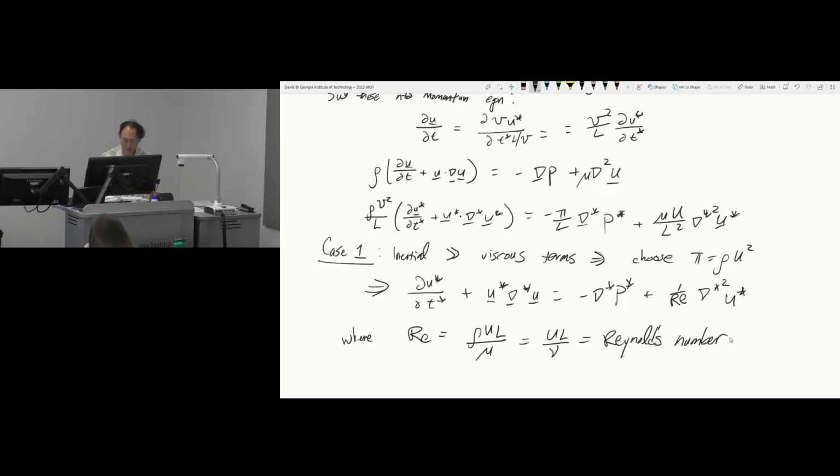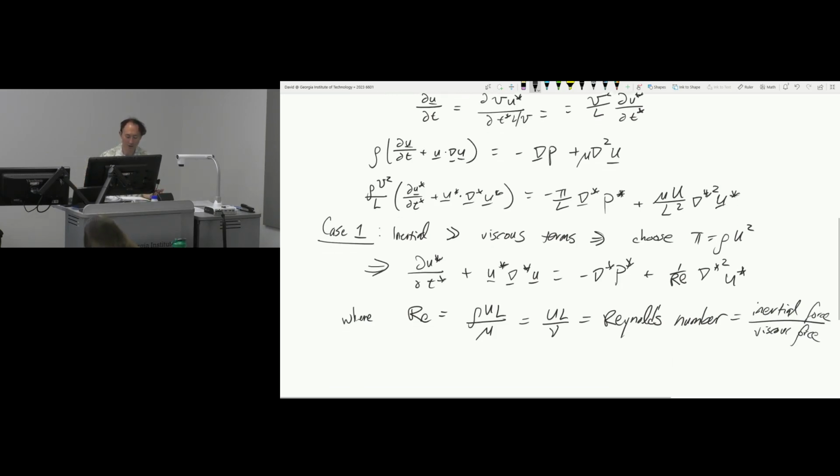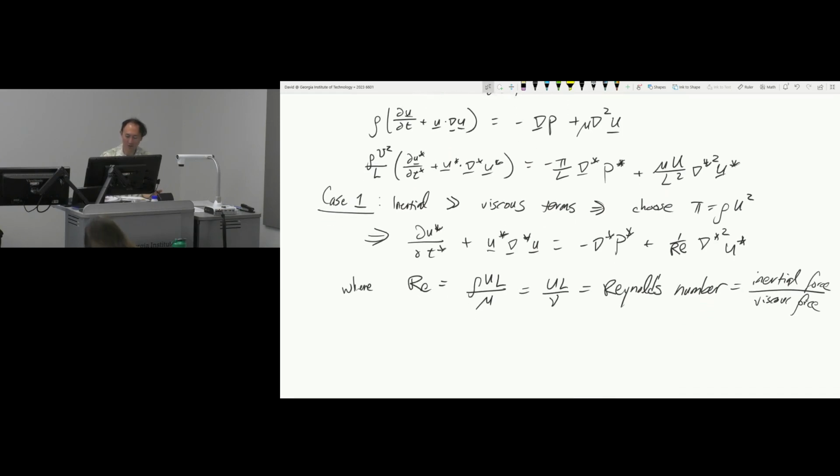I think this might be the first time we're talking about Reynolds number in this class. This is the most important dimensionless group. Once I've defined my characteristic pressure, this entire equation is dimensionless, and that last term goes as 1 over Reynolds number. As particles get bigger and bigger, our flows get faster and faster, the Euler equation is what's relevant.